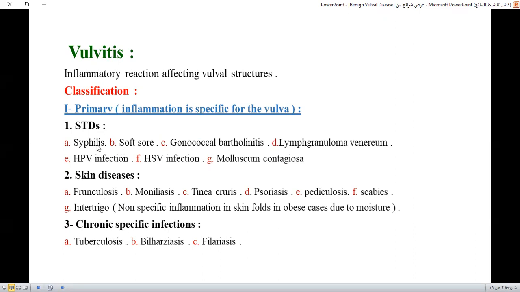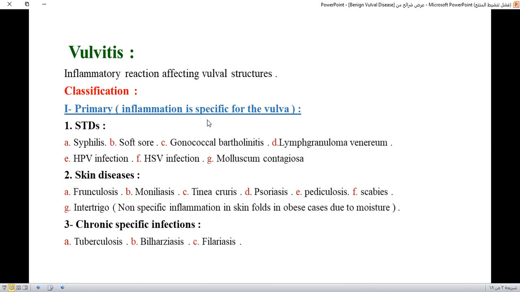Sexually transmitted diseases include syphilis, soft sore, gonococcal infection, lymphogranuloma, herpes simplex, human papillomavirus, and molluscum contagiosum. While the skin diseases include moniliasis, furunculosis, tinea cruris, psoriasis, pediculosis, and scabies. And the second point for skin disease is intertrigo. This is non-specific inflammation in skin folds in obese cases. Chronic specific infections are TB, bilharzia, and filariasis.